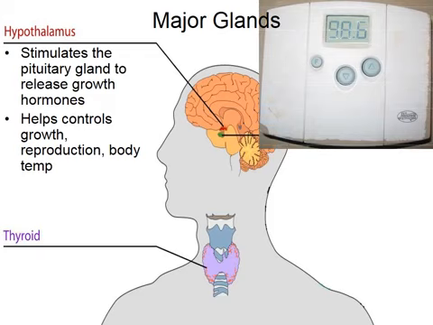The hypothalamus also helps to control body temperature. The picture shows a thermostat on a wall at someone's house set for 98.6 degrees. That's about the average body temperature. And if we get too hot or too cold, the hypothalamus will respond by releasing hormones that will cause us to shiver when we're cold or sweat when we're too hot. So the hypothalamus is often kind of called the thermostat of the body.